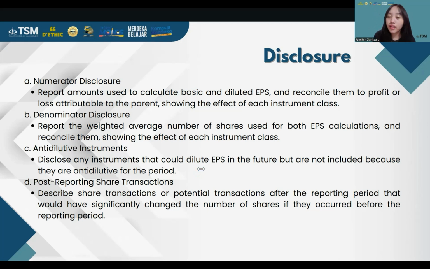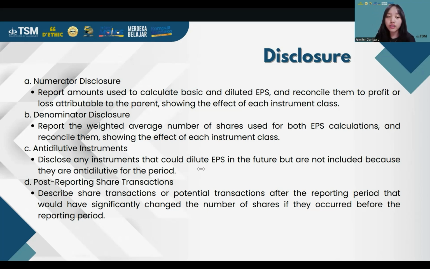Next is the denominator disclosure. In the denominator disclosure, it can report the weighted average number of shares used in calculating both basic and diluted EPS. And then for the denominator disclosure, it can provide a reconciliation of these denominators, which shows how each class of instruments affects the number of shares.